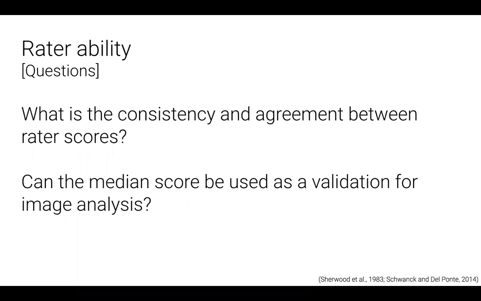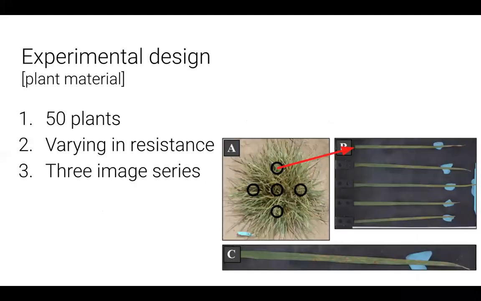So the questions that I had for this study were: what is the consistency and agreement between rater scores? Right, so how can we trust rater scores from one rater to the next? What are the perceptions of different raters for diseases? And then, can the median score be used as a validation for image analysis? Meaning, can we trust what a rater thinks is, say, a 50%? Is that actually a 50%? So these are two questions that I sought to answer before I get into the image analysis itself.